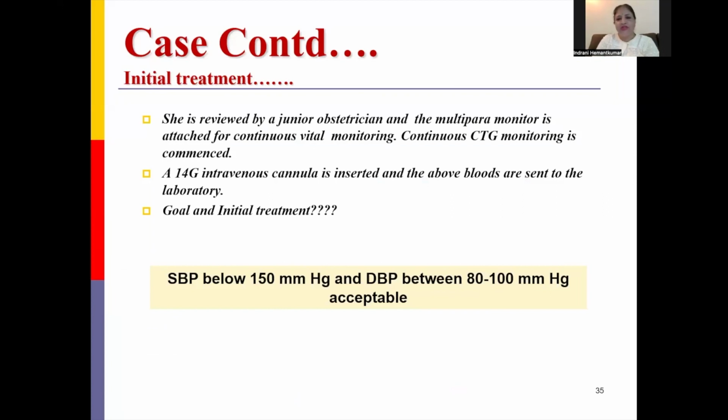Now, going back to the case, she is reviewed by the junior obstetrician and the multipara monitors are attached for continuous monitoring. CTG monitoring is commenced. You have placed a cannula and the blood values are sent to the laboratory. Now, what is the treatment you have to give?